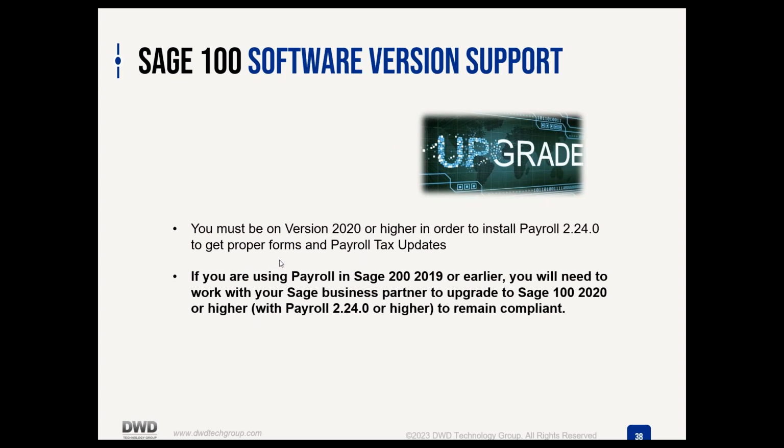Again, as a reminder, if you're using payroll and you are running Sage 100 2019 or earlier, you will need to work with your business partner, or with DWD if we're your reseller, to make sure that you get upgraded so that you can remain compliant.